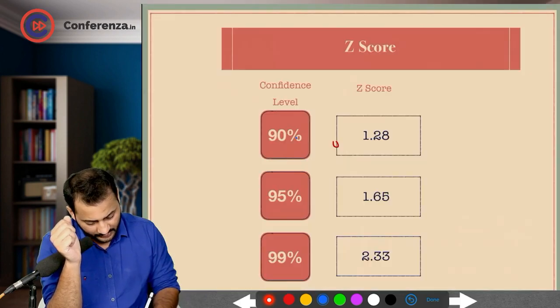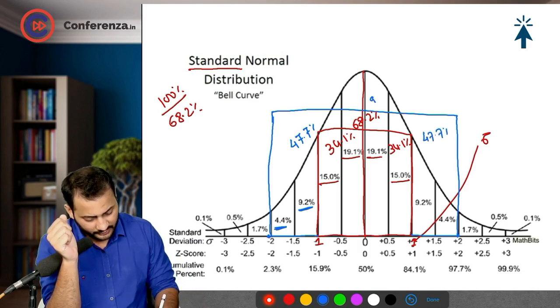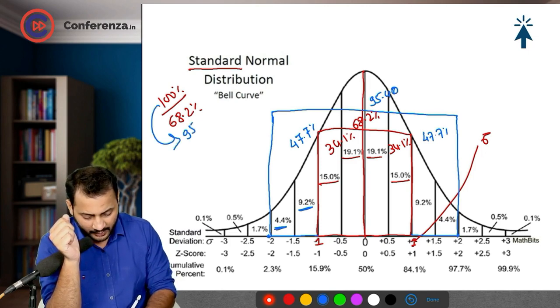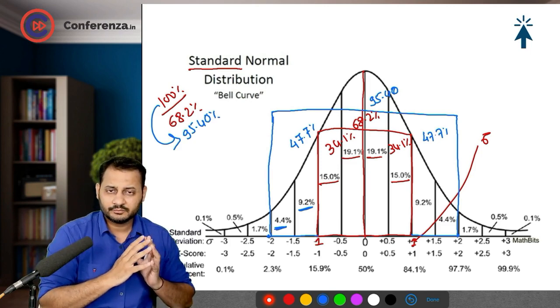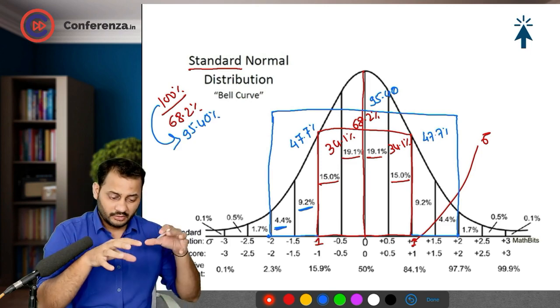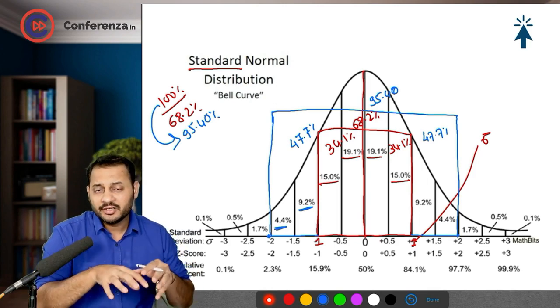So 47.7, just a second, 47.7% on this side, 47.7% on this side. The total area will be somewhere around 95.4%. Means out of 100%, 95.4% of the entire garbage can be found 2 steps away from the mean. That is 2 standard deviations away from the mean.